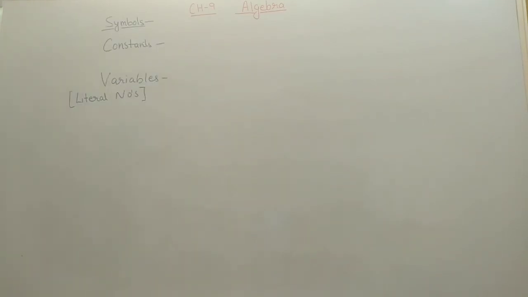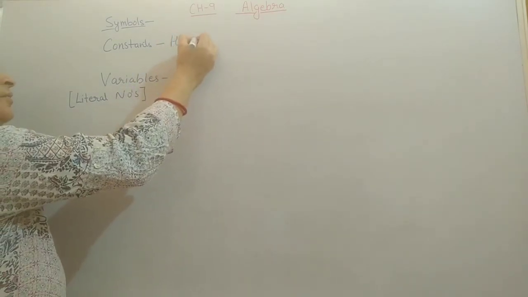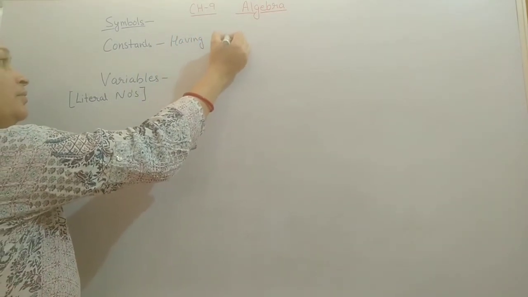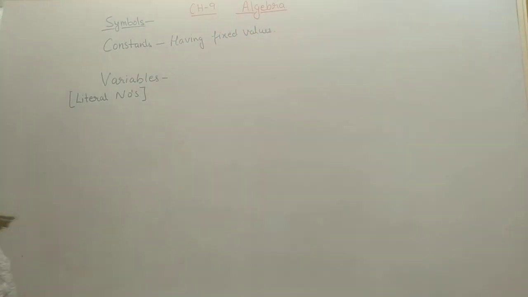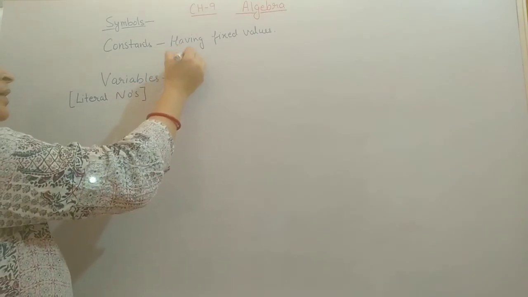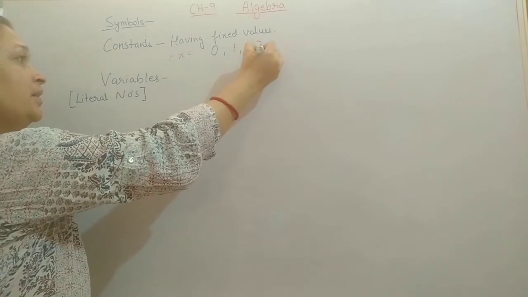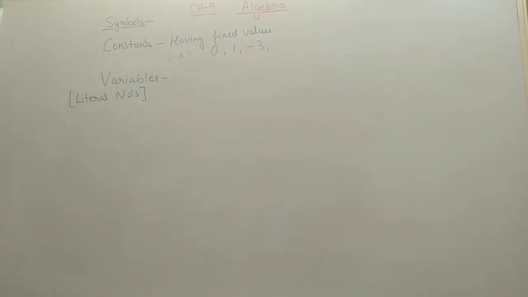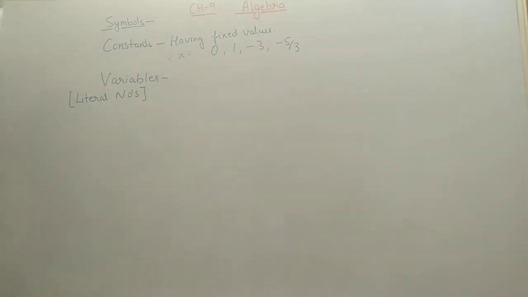In algebra we will use 2 types of symbols. First is constant. Constant means having fixed values. It means values which we cannot change. For example, under constant all the numbers will come like 0, 1, -3. All these numbers will come under constant, like -5/3. So these values we cannot change from our side. It is fixed.